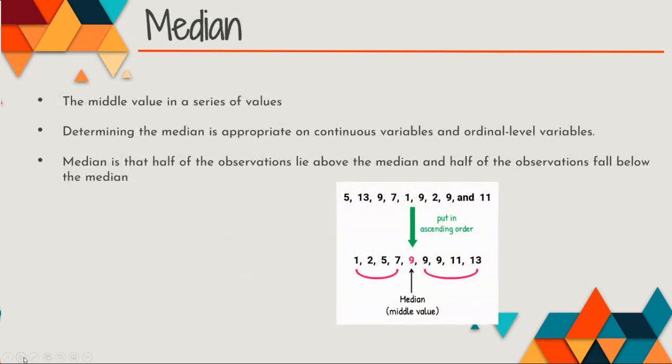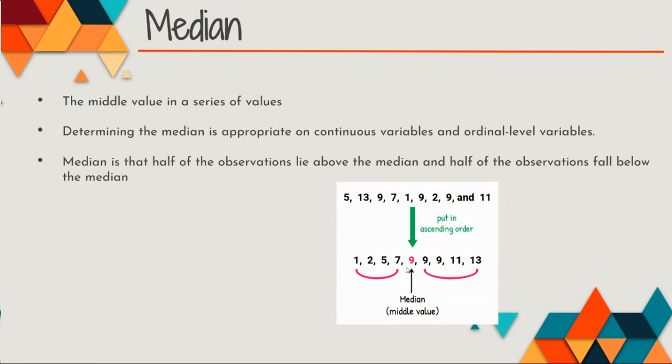As we shift gears now to median, this describes the middle value in a series of values. So let's say you ask folks, well, how many vegetables do you eat each day, or something like that? You would get all of the answers, 5, 13, 9, 7, 1, 9, and so forth. What you would do to calculate the median is put them in order and then determine what the middle value is. So that's what the median is showcasing here.